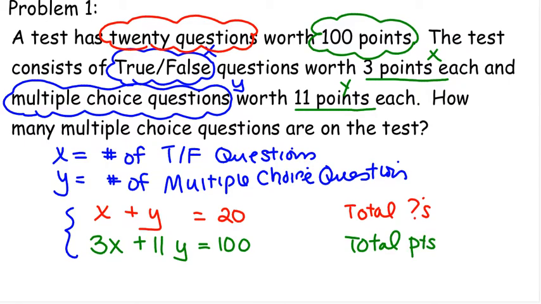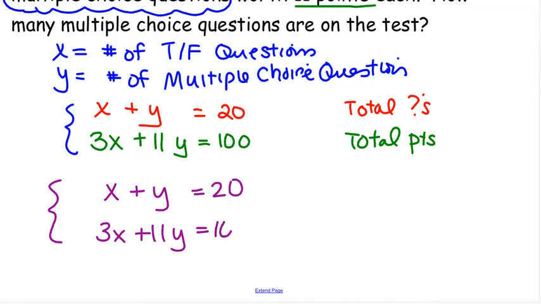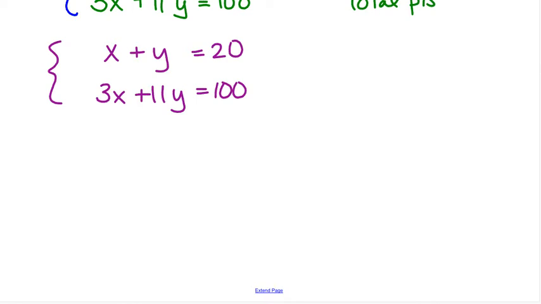So now we have a linear system that we can solve by using substitution method, elimination, graphing. Most students tend to, at this point, like elimination method. So I'm going to go ahead and rewrite this system again. x plus y equals 20. And then 3x plus 11y equals 100. And we're going to solve this equation set by elimination method. If we add these two equations as they are, no variable is going to eliminate. So what I'm going to do is I'm going to try to eliminate the x's.